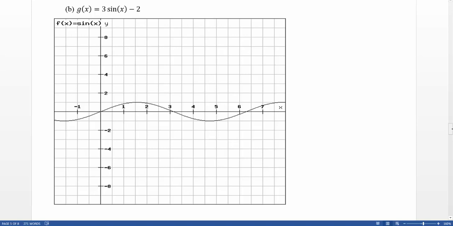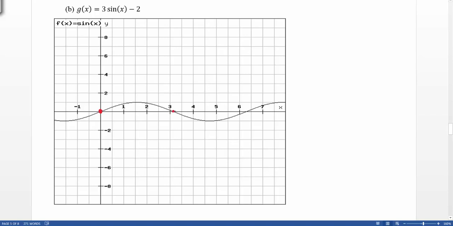Our next graph is going to be to take 3 sine x minus 2. So we need to take the 3 to stretch the graph by 3 units, and then we need to shift the whole thing down by 2 units. So we can do this in 1 step or 2. Since we're pretty new to this, I think it'll be better to do it in 2 steps. So first, let's start by multiplying everything by 3.